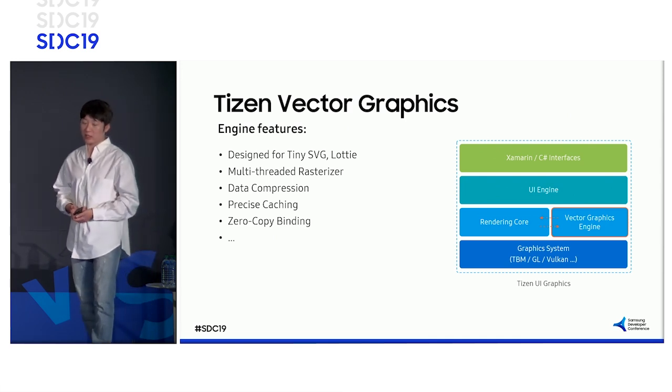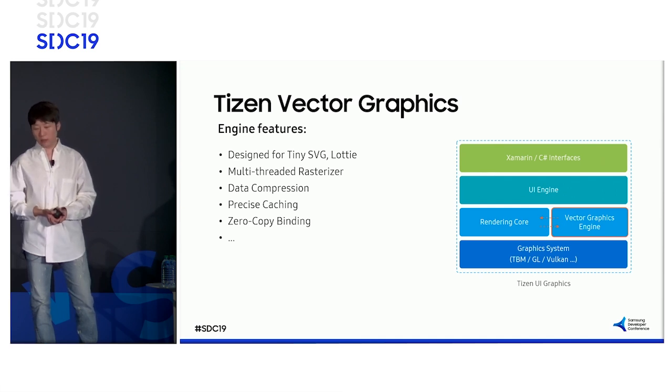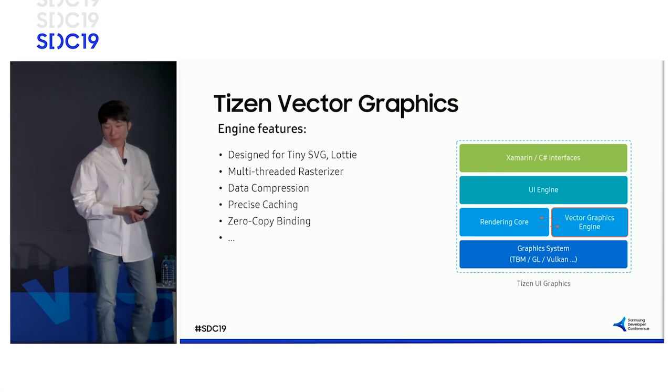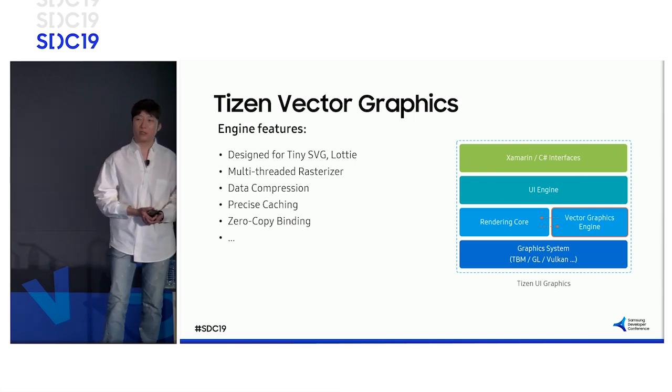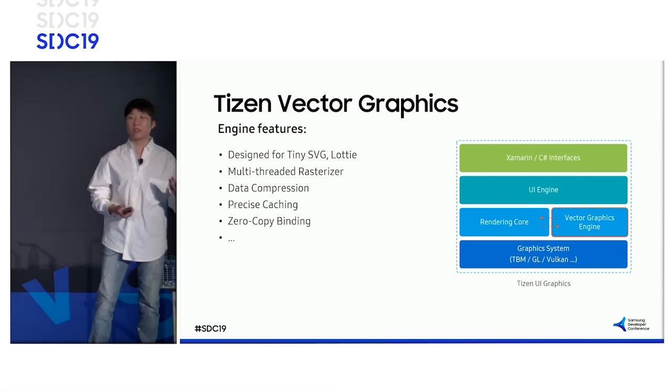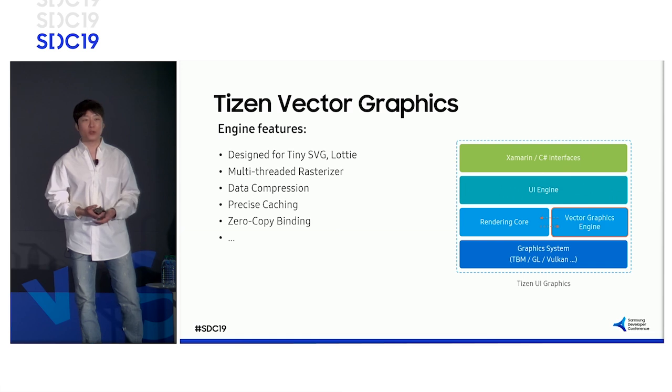And here, the rendering core is responsible for all kinds of drawing and composition methods, not only for vector output, but also for generic image drawing, font drawing, and some others. And to get this vector graphics engine working nicely with the rendering core, we applied some basic, well-known optimization strategies, such as a multi-threaded rasterizer, SIMD instructions, and a certain data compression method for drawing buffers. And also, we applied a caching mechanism for drawing buffers, case by case.